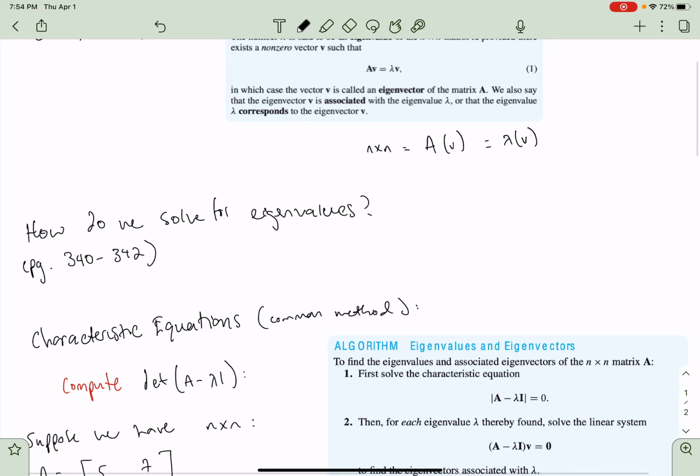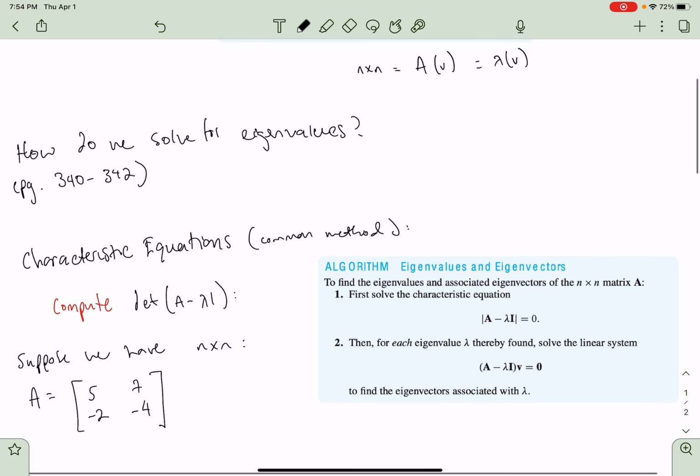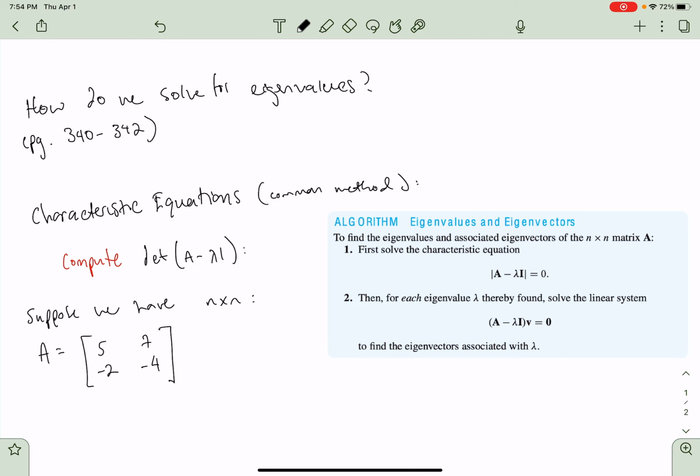So how do we solve for eigenvalues? In particular, you can go to pages 340 to 342 for more examples in our textbook. But the most common method is using the characteristic equation. The goal of using the characteristic equation is to be able to compute the determinant of A minus lambda I, where I is the identity matrix.